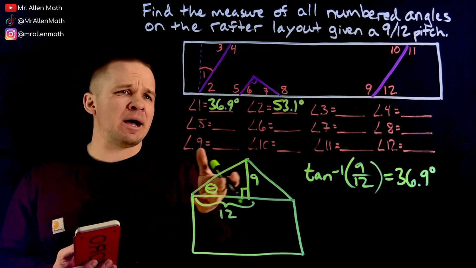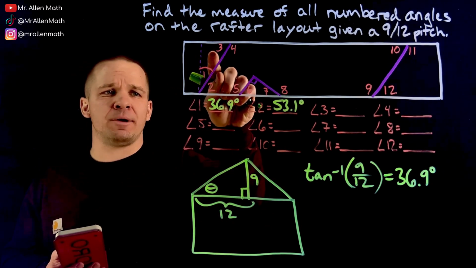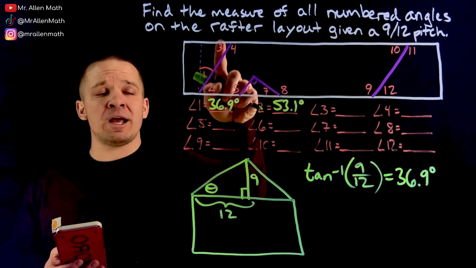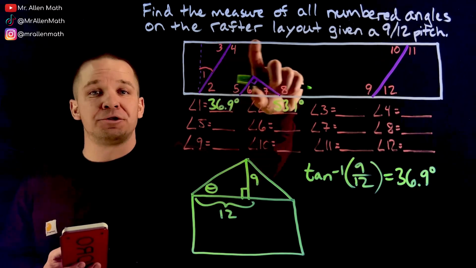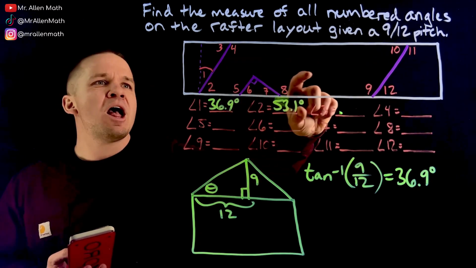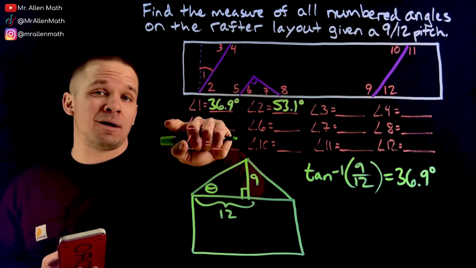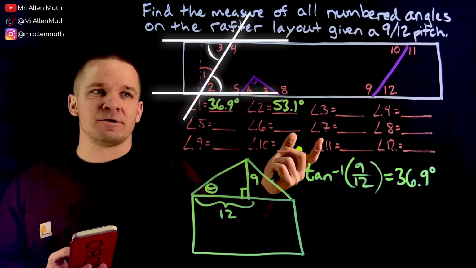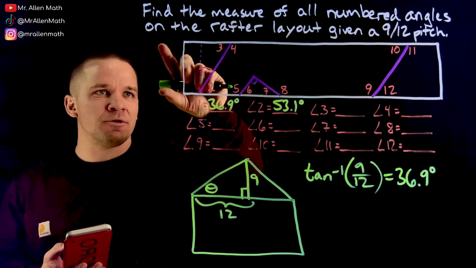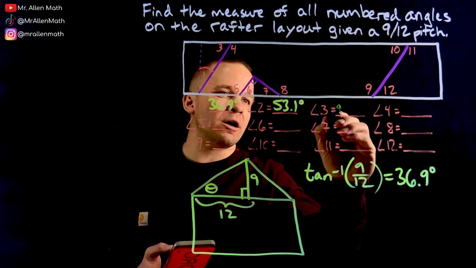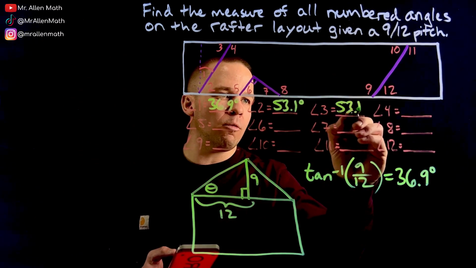Any others that might have that? About angle 3 right up here. Angle 2 and 3, those are alternate interior angles. My board edges are parallel to each other, hopefully, right? They should be. And this purple guy right here, my plumb cut, is going to be my transversal. 2 and 3 are alternate interior angles on that transversal and those two parallel lines. So they are congruent. We get 53.1 degrees.